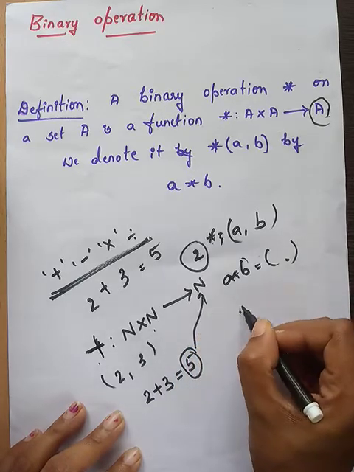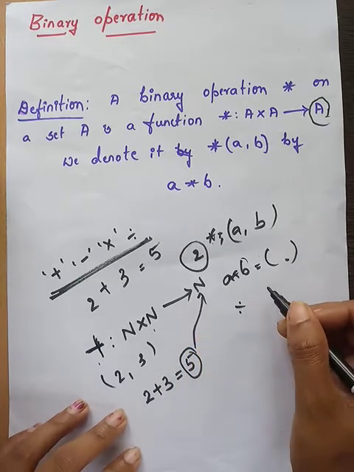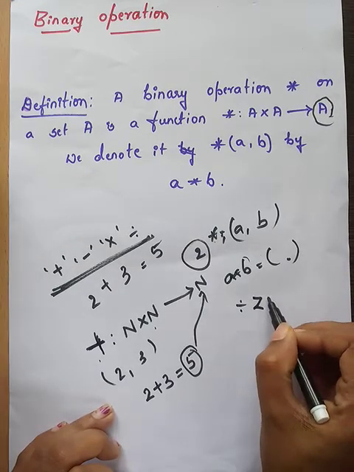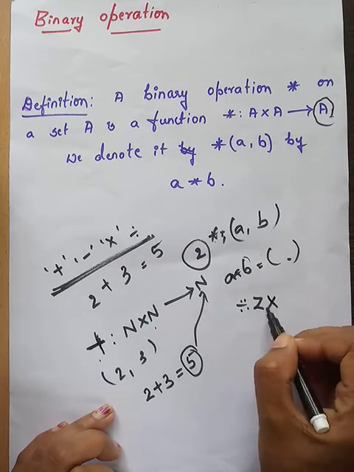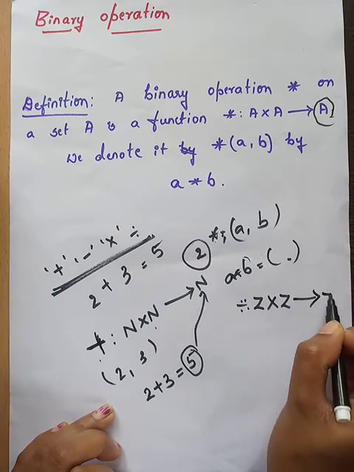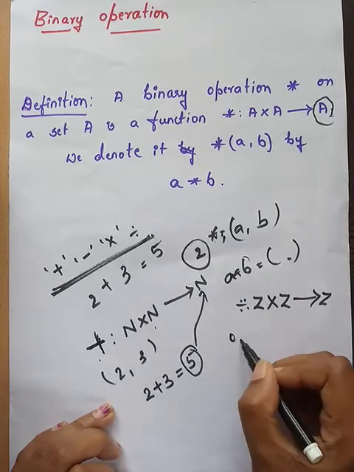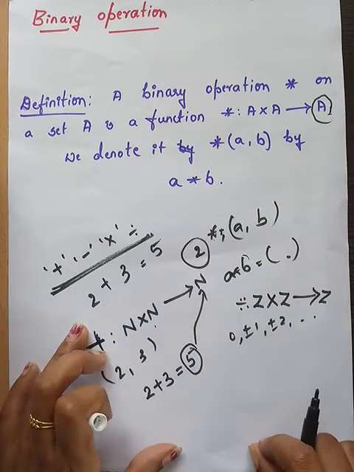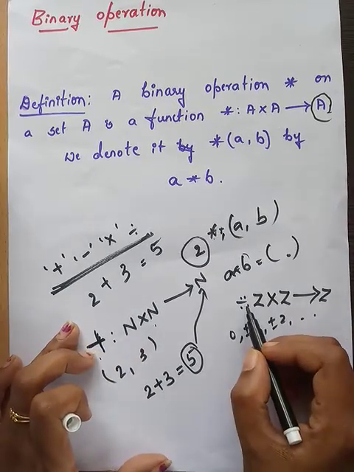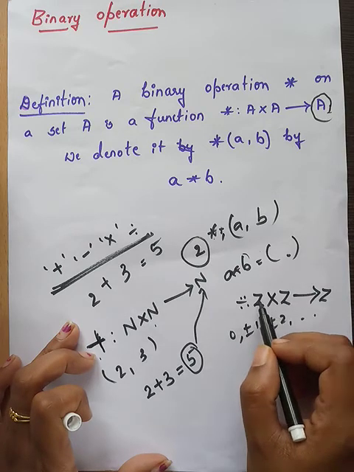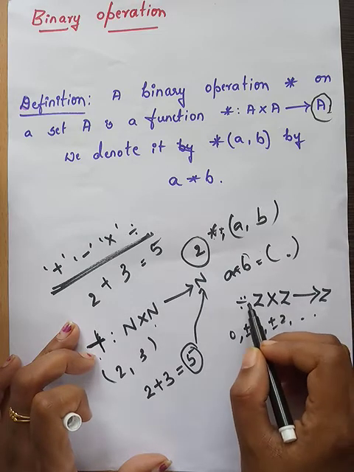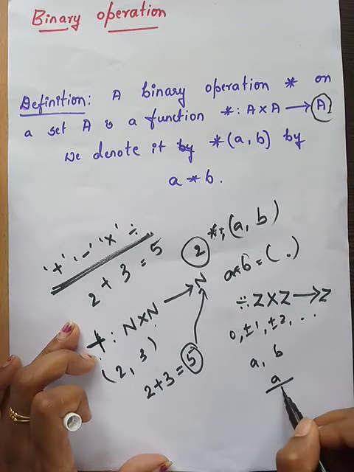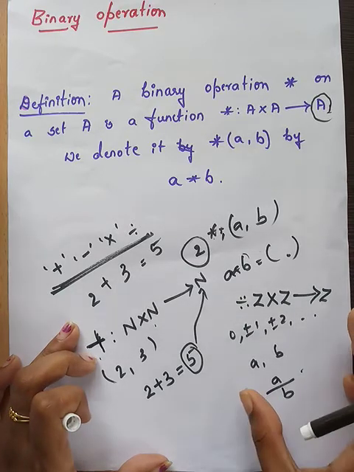Suppose you have division on the set of integers. Integers we represent by Z. So Z cross Z to Z. What are integers? Including 0, 0, plus or minus 1, plus or minus 2, all these numbers are integers. So what you have to do is divide. You can take any two integers, and if a and b are two integers, when you do a by b, you should get back an integer.